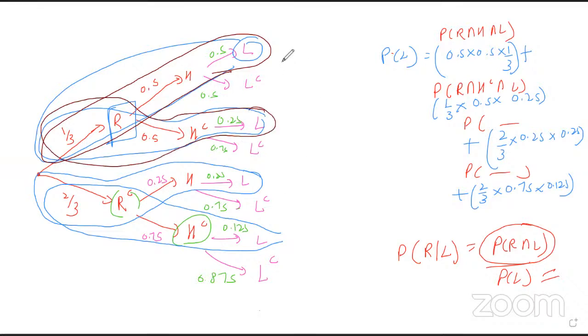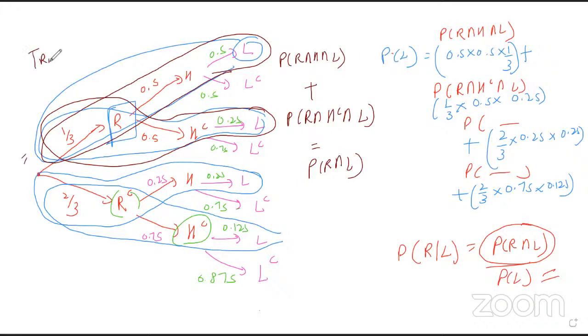So again, if you notice, it is nothing but R intersection H intersection L, and R intersection H complement intersection L, right? So you get R intersection L. So that's how you can approach it using the tree diagram. There will be no issue now if we visualize all questions with the tree diagram.